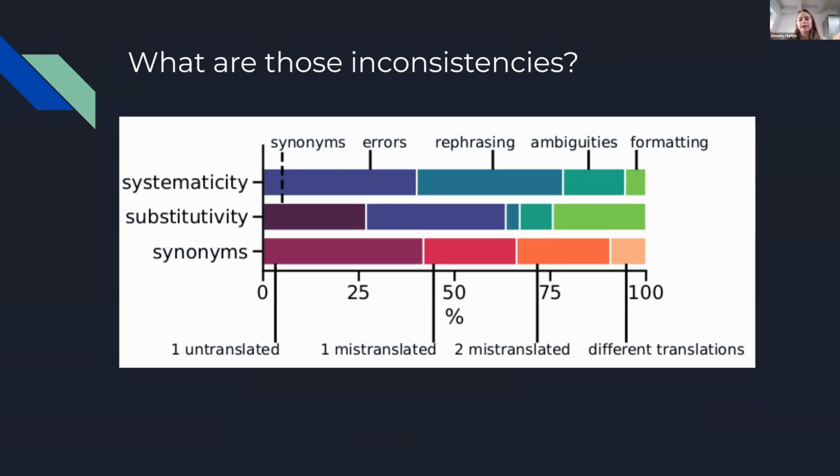And what we're seeing here is that of these inconsistencies, so I repeat, the inconsistencies are the cases in which the translation of the second conjunct changes if we swap out the first conjunct. Of those, around 40% are errors. And what I mean by an error is that one of the translations was correct and the other one wasn't. Another 40% are rephrasings. So this means that both translations are equally correct. They're just not the same.